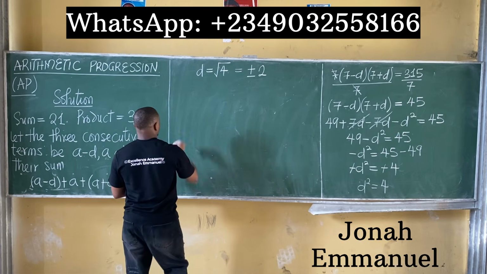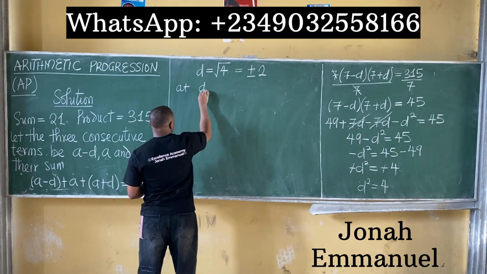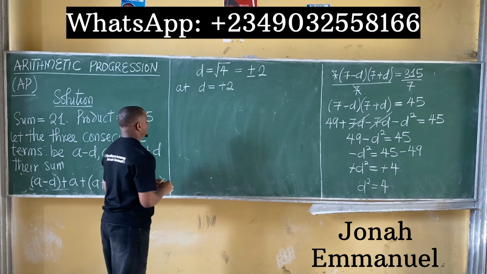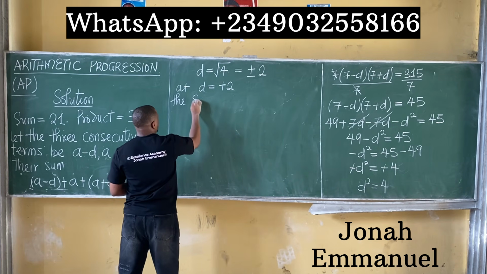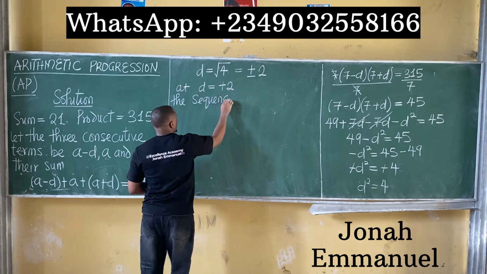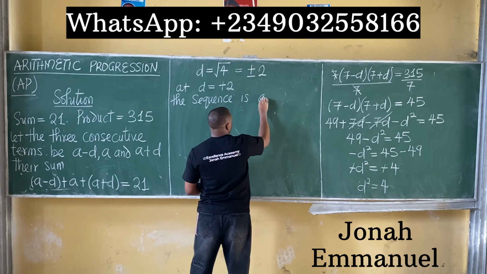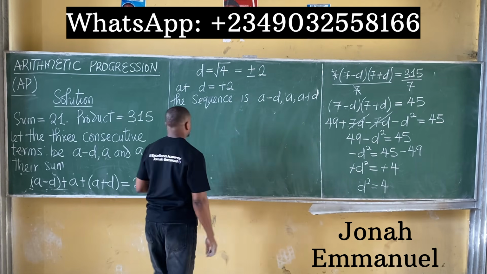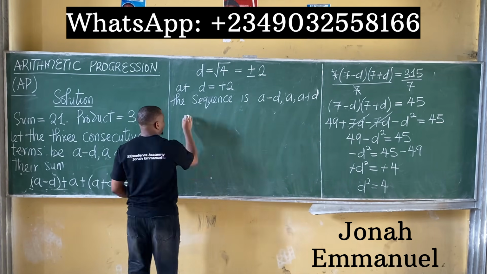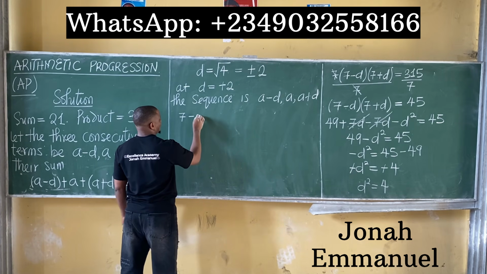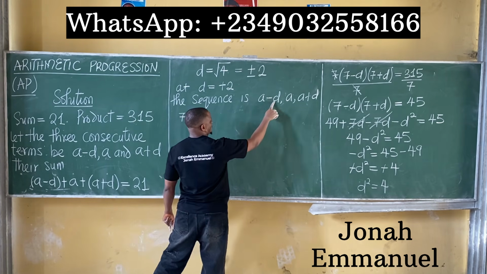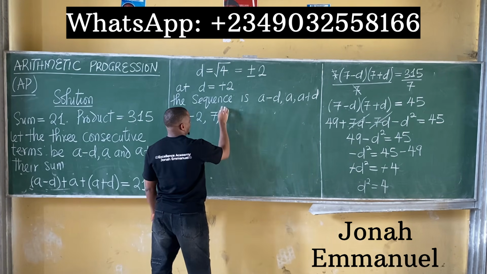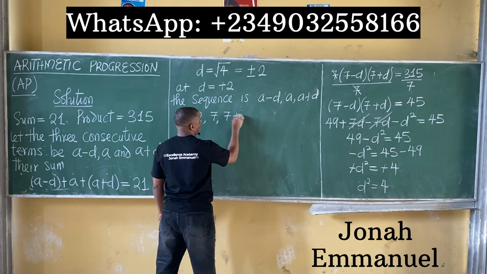Let's see at d equal to plus 2. Right, let's take plus 2. If it is plus 2, we said the sequence is a minus d, a, a plus d. What's the value of a again? We got a as 7. That becomes 7 minus d, and d is plus 2. So 7 minus 2, and then a is 7, and then a plus d, that becomes 7 plus d, d is 2, so plus 2.